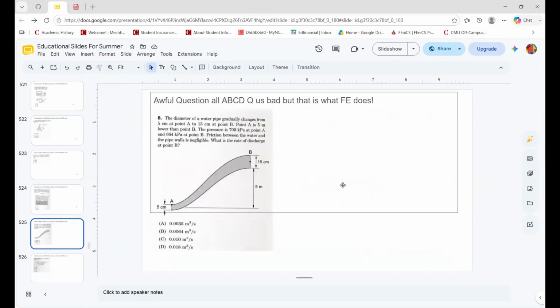A diameter of a water pipe gradually changes from 5 centimeters at point A to 15 centimeters at point B. Point A is 5 centimeters lower. The pressure is 700 pascals at point A and 664 at B. Friction between the water and pipe is negligible. What is it? Oh, this is Q. This is A1V1 equals A2V2.